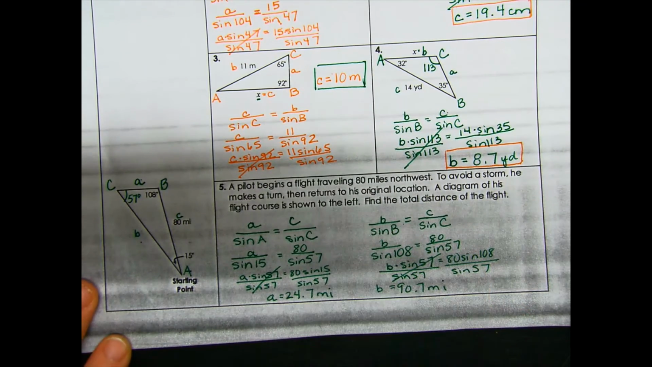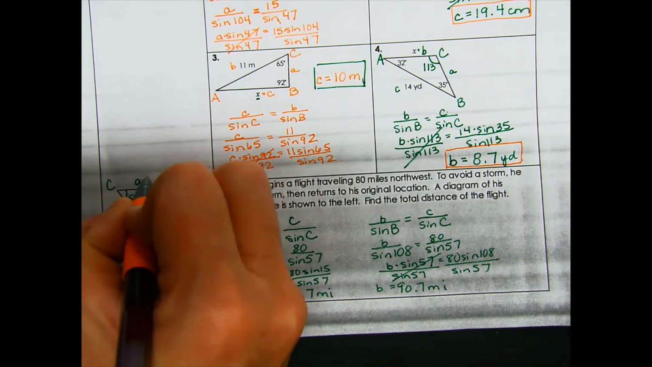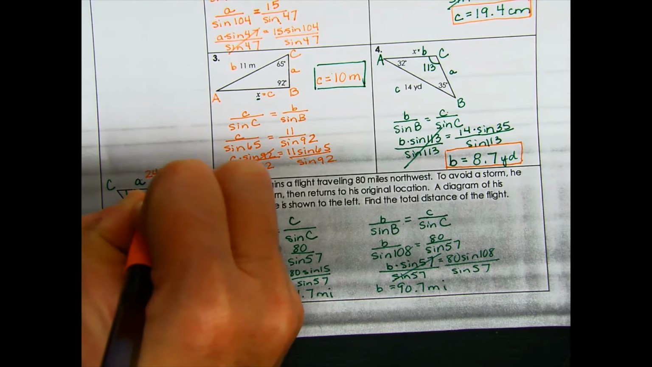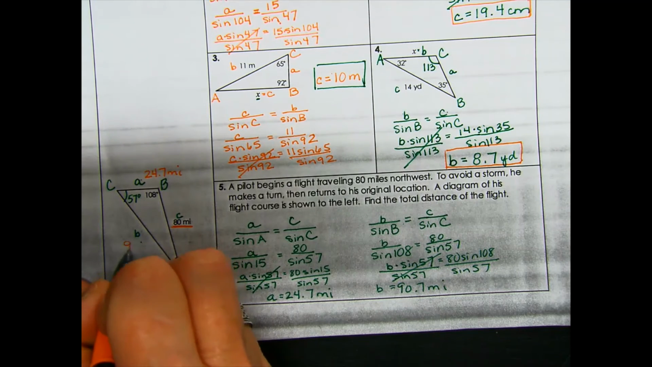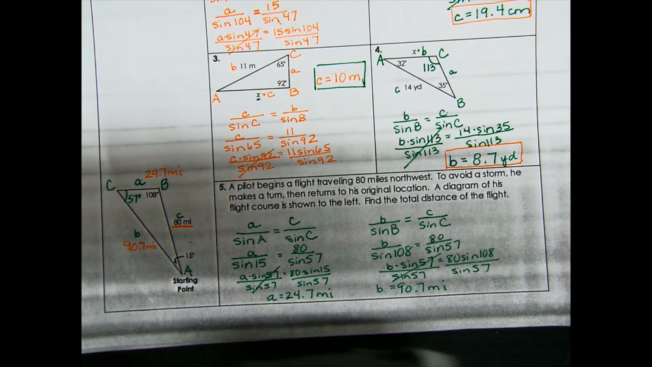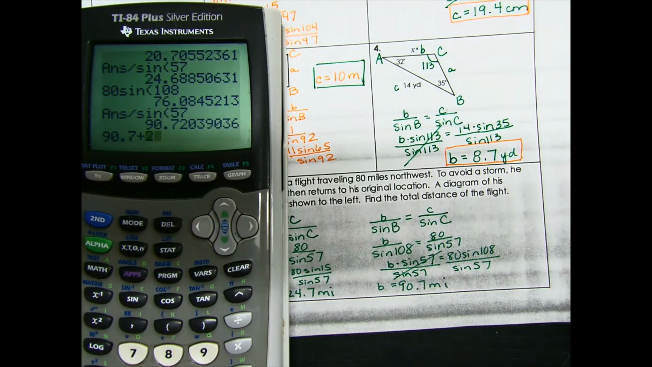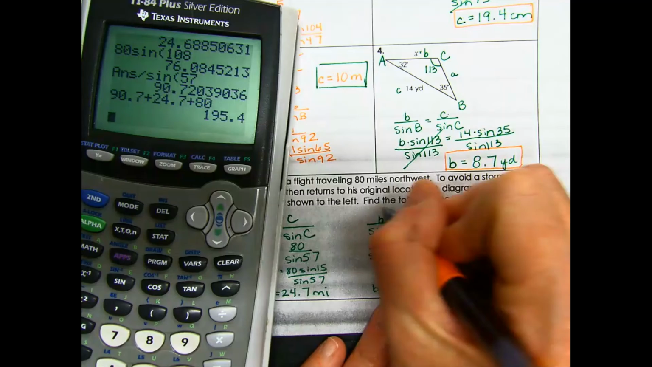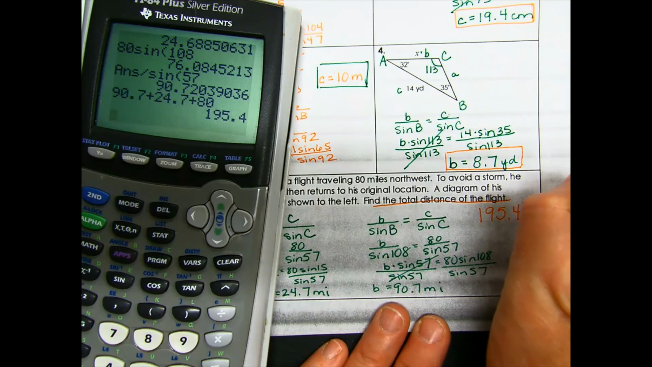Okay. So we have 80 miles here for c. We have 24.7 miles for a. And we have 90.7 miles for b. So basically the entire trip, we need to add all that together. 90.7, 24.7, and 80. We get the total distance of the flight, 195.4 miles.